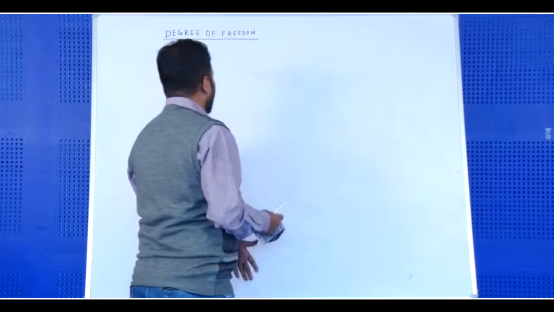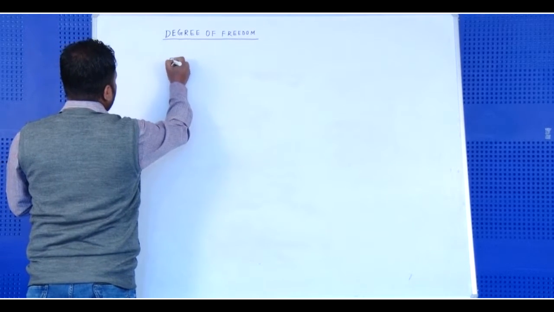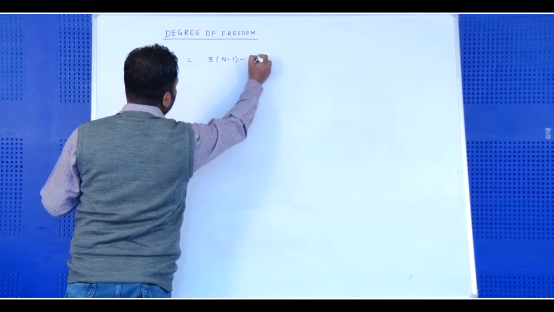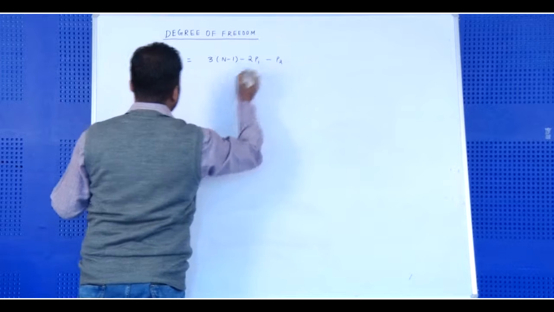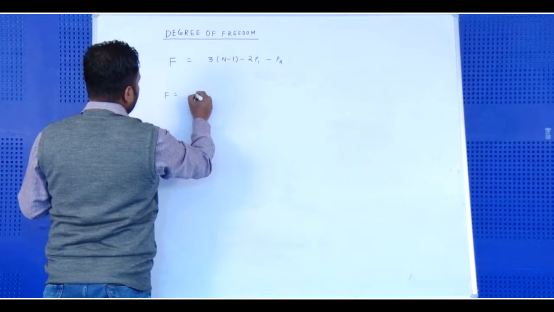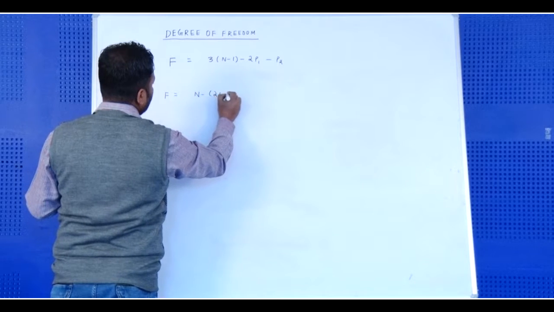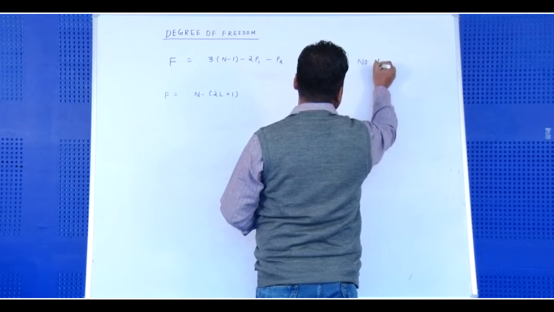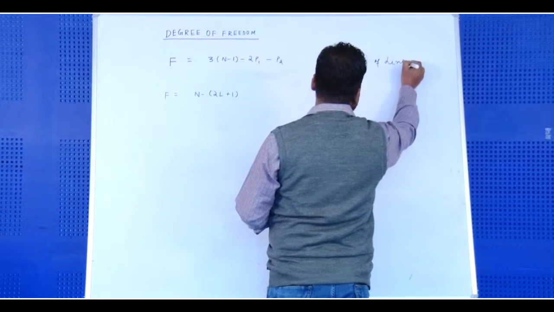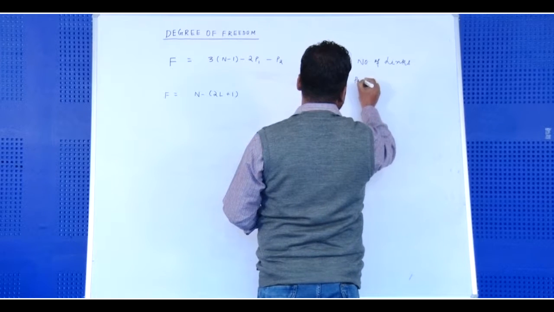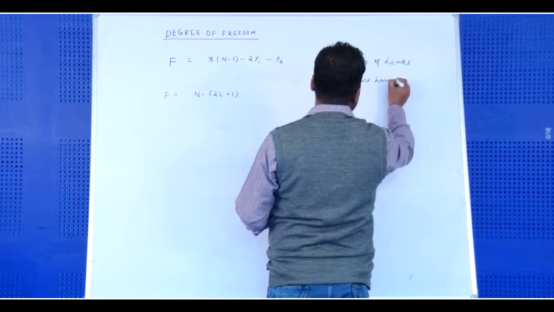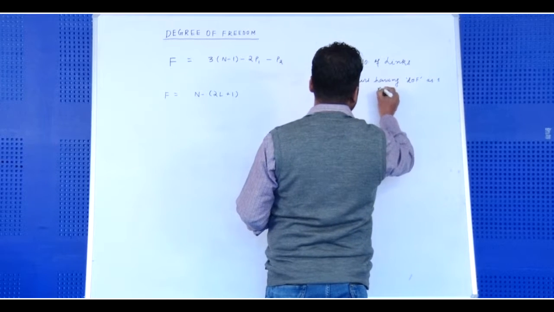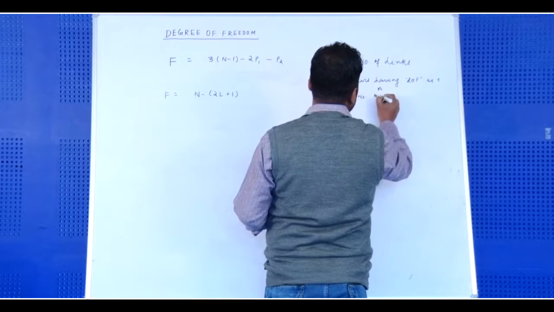In the last class we have derived the relation for finding the degree of freedom, that was F is equal to 3(n minus 1) minus 2p1 minus p2, and another formula which was given by S.S. Rattan was F equal to n minus 2l plus 1, where n is equal to number of links, p1 means pairs having degree of freedom as 1 or number of lower pair.